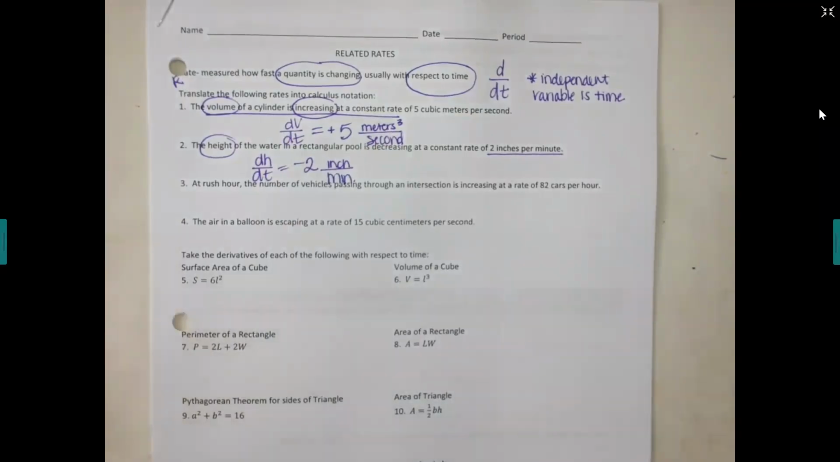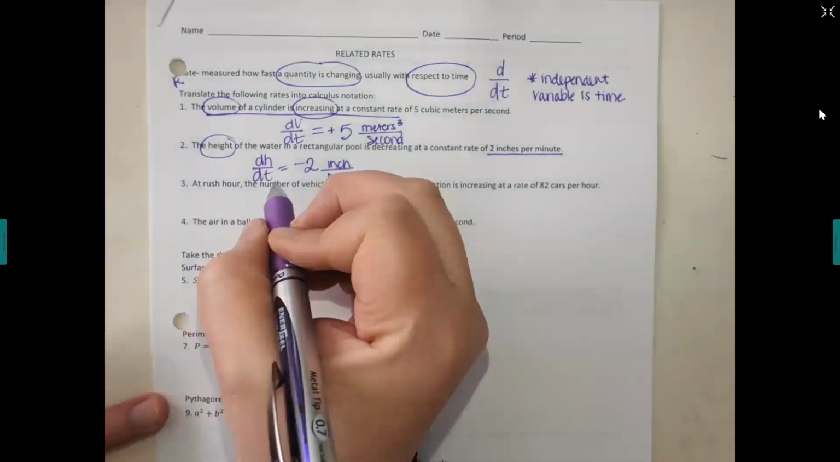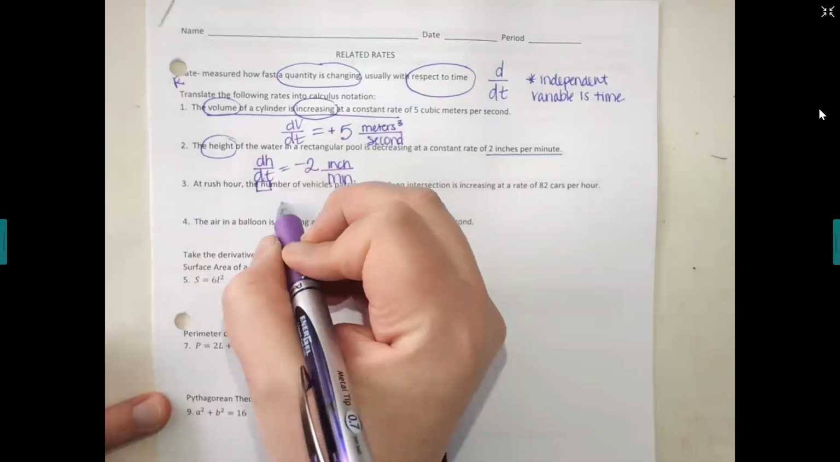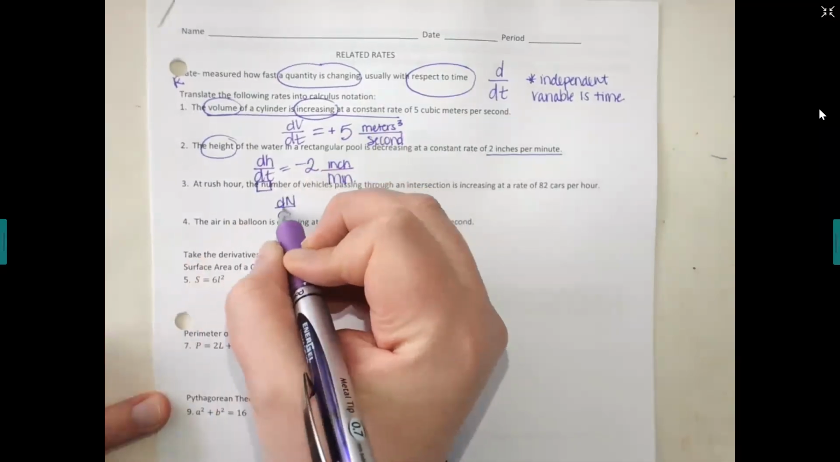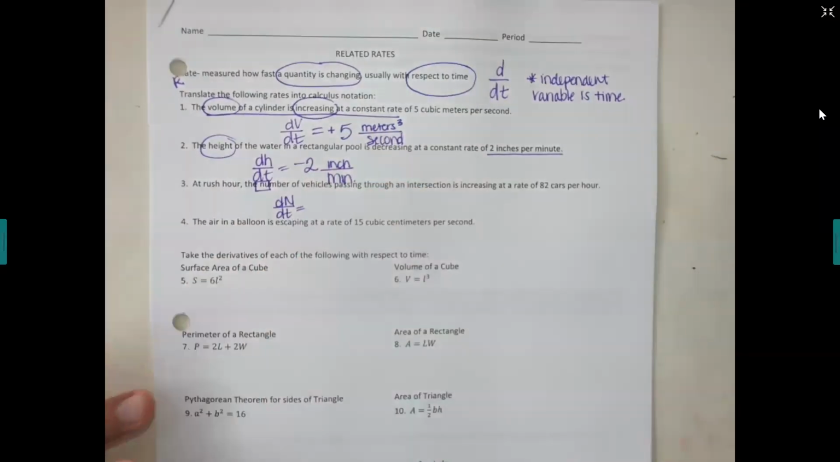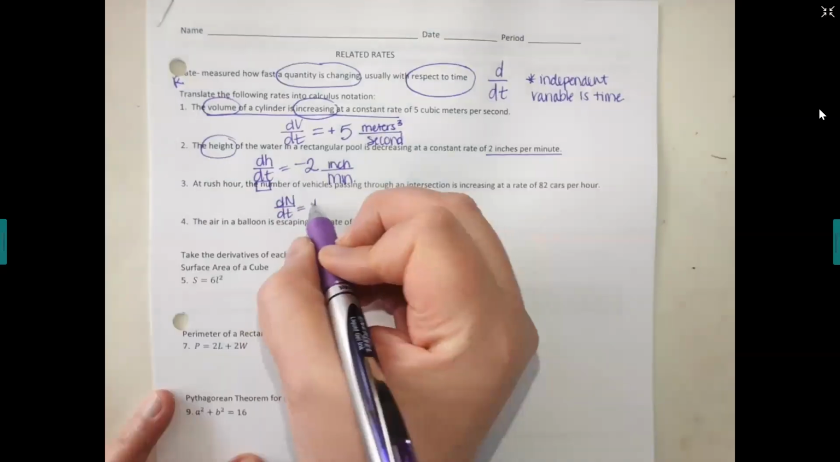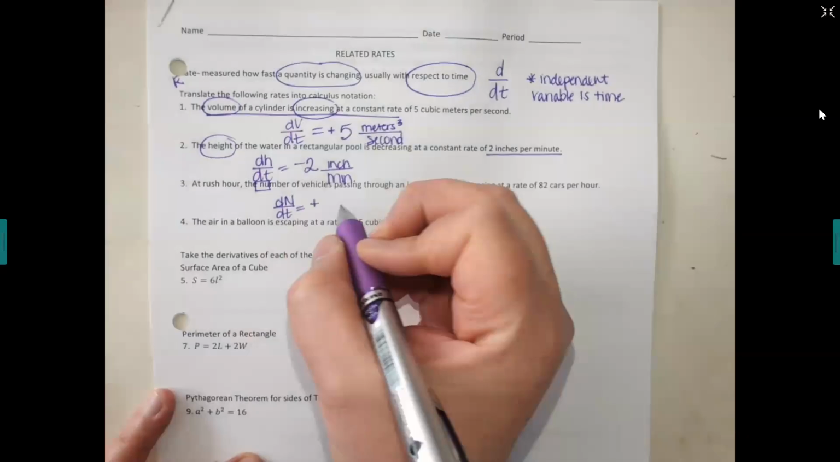Next one. At rush hour, the number of vehicles passing through an intersection is increasing at a rate of 82 cars per hour. This one isn't like volume or something like that, so we're just going to put N for number of vehicles. I would put dN/dt. This is how fast the number of vehicles going through an intersection is changing. And it says it's increasing. That means positive. And then 82 cars per hour.